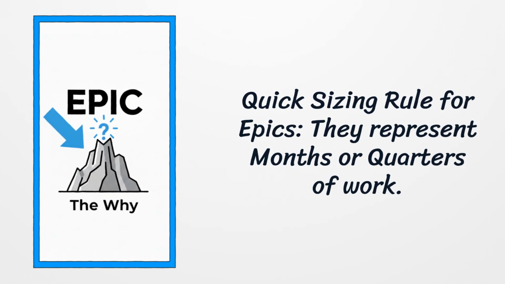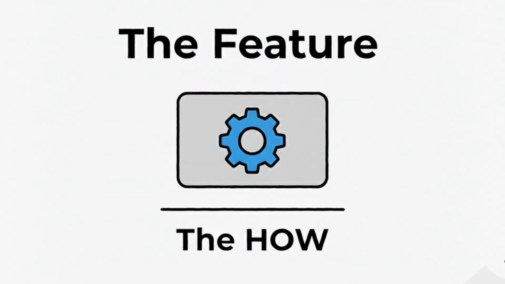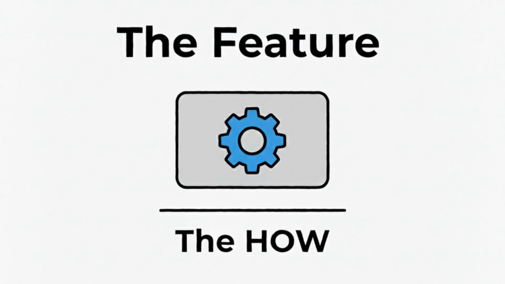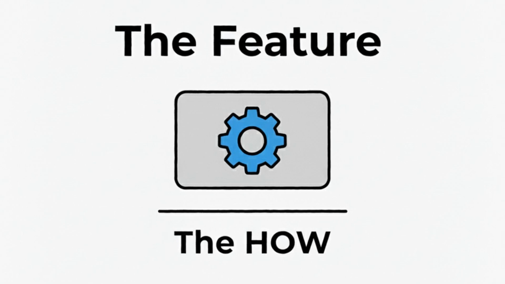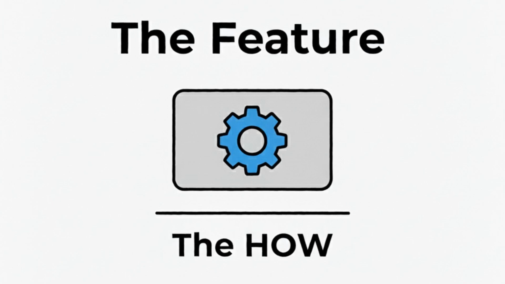and that brings us to the middle layer, the feature. If the epic is the what and the why, then the feature is the how. Think of the feature as a major component or a specific capability required to deliver the epic. The difference? An epic is about solving a big problem, like implement enterprise single sign-on. A feature is a specific piece of functionality needed to achieve that.